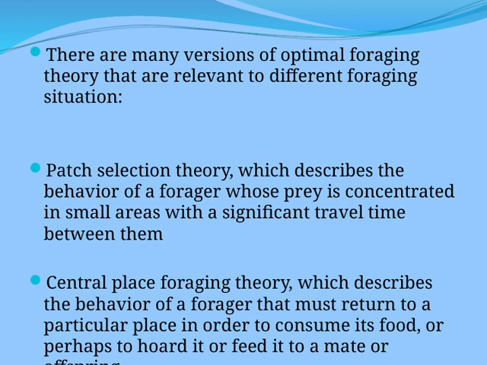Another key version is central place foraging theory. This applies when the forager has to return to a specific location, like a nest or den, to consume, hoard, or feed its food to mates or offspring. It's all about optimizing the routes and decisions involved in bringing resources back to that central point. These theories help us understand different foraging strategies, and they connect to the broader theme of how animals maximize their energy intake efficiently in various environments.